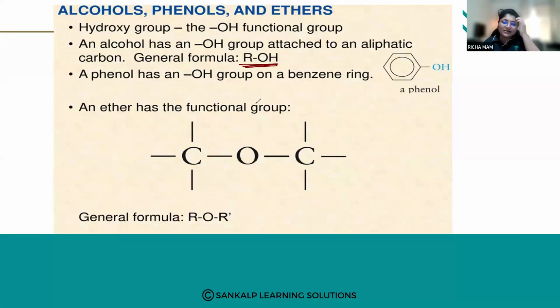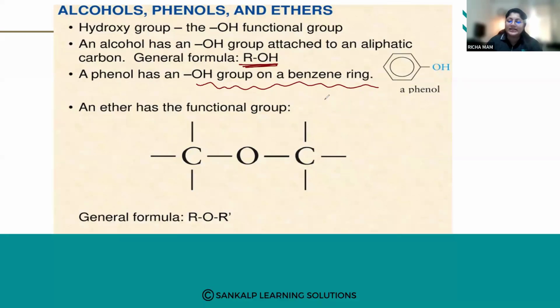Then when we give the definition for phenol, they are the derivatives of what? Aromatic hydrocarbons in which the OH group is directly attached to the benzene ring, or the carbon of the aromatic ring. They are termed as phenols. Then ethers, how do we represent ethers, students?